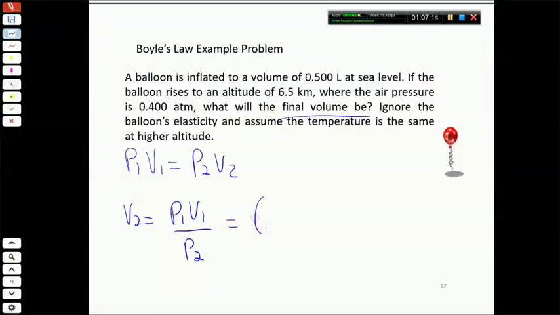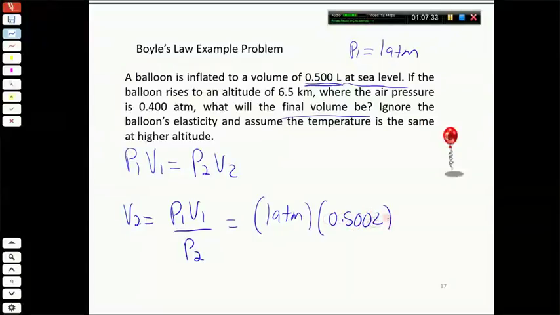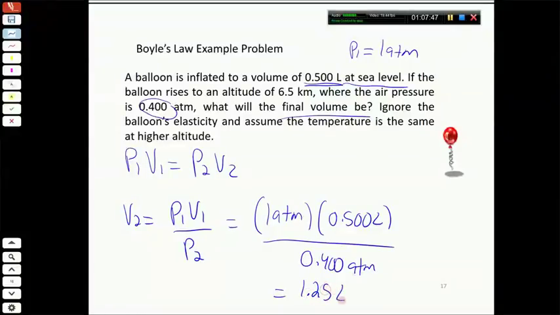So P1, we're saying that we're starting at sea level. So we're not telling you P1 directly, but if we're at sea level, that means P1 is approximately equal to 1 atmosphere. So that's our initial pressure, 1 atmosphere. Our initial volume is 0.5 liters. We can use any unit we want here because we're just solving as a ratio. 0.5 liters. And then the final pressure, P2, is 0.4 atmospheres, which goes down here. And then this comes out to 1.25 liters.